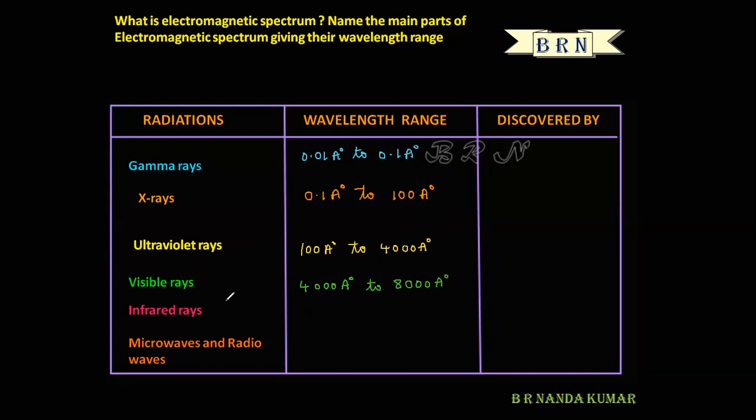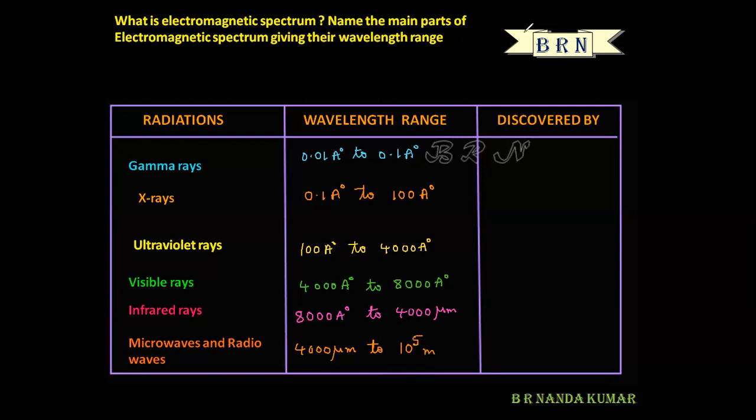And infrared rays, the wavelength range of infrared rays, that is 8,000 angstrom to 4,000 micrometer. And the last one, the wavelength range of microwaves and radio waves, that is 4,000 micrometer to 10 power 5 meters. So this is the wavelength range of microwaves and radio waves.